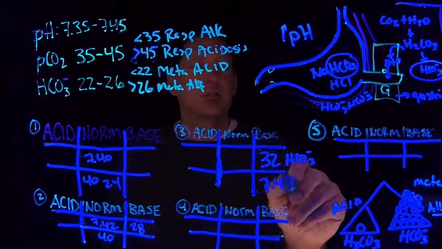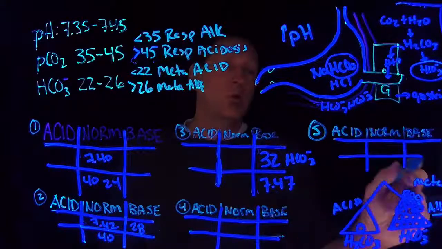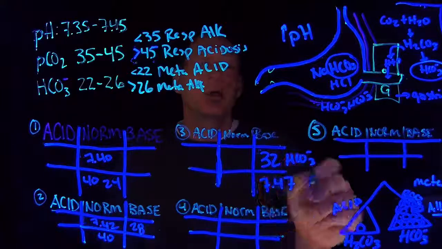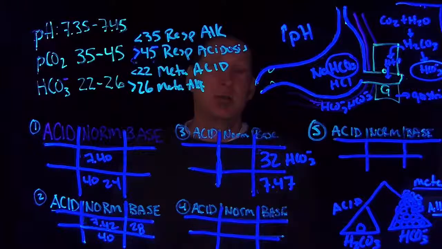So let's say this goes to 7.47. At this point, I've added enough to pull it outside that normal range, so now I have a diagnosis. I'm in metabolic, metabolic's added this side, and it's tipped to the alkaline side, so I'm in metabolic alkalosis.